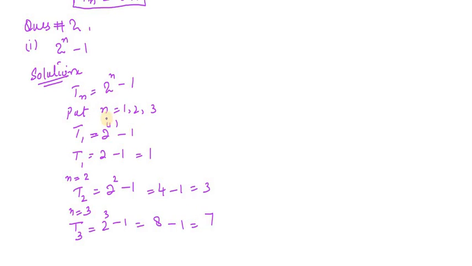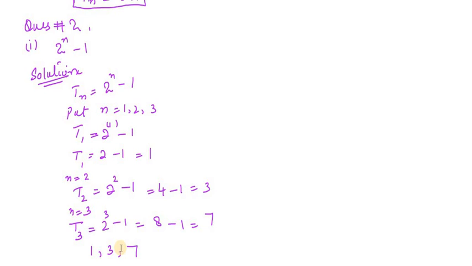By putting the values 1, 2, 3 into the general term 2 to the power n minus 1, we get the sequence 1, 3, 7. This is not an odd number series. Similarly, we can find the first three terms of the other given general terms by putting n equal to 1, 2 and 3. So you can do question number 2 easily.